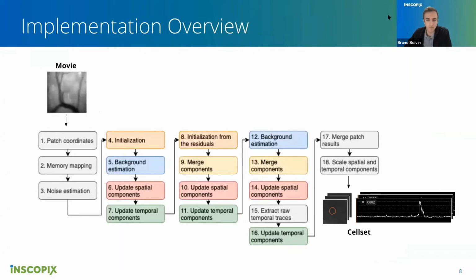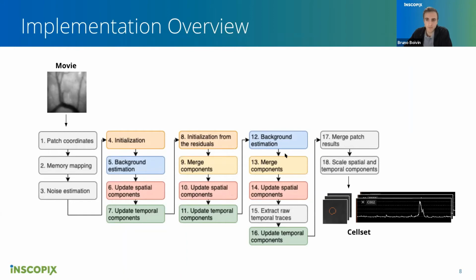Here's an overview of our entire implementation of CNMFE, where you start with your input movie, and it goes through a sequence of 18 modules. At the end, it outputs the cell set, the set of spatial footprints and temporal activity. The colors here represent different parts of the algorithm that are repeated multiple times during processing. You'll see, for example, update spatial components in red.